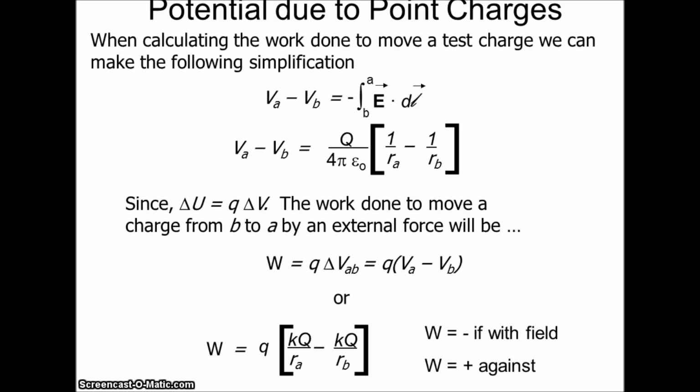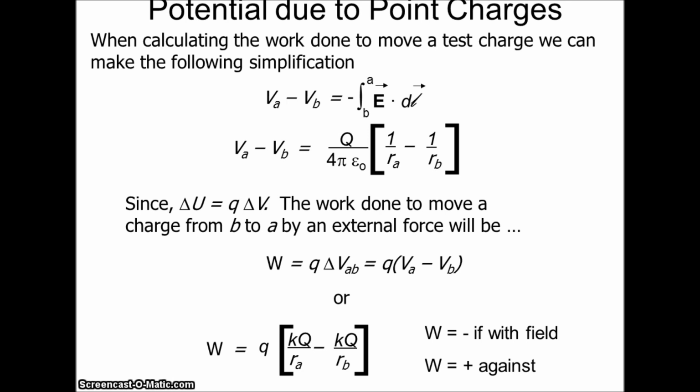And if this external force is going with the field, this will end up being negative work. And if it's going against the field, it would be doing positive work. So in other words, if this test charge is moving from a high potential to a low potential, something it would do naturally, kind of like you going downstairs with a crate of books, the amount of work you're doing is negative. If, on the other hand, you're going from low potential to high potential, going up the stairs, then it's going to be positive work.